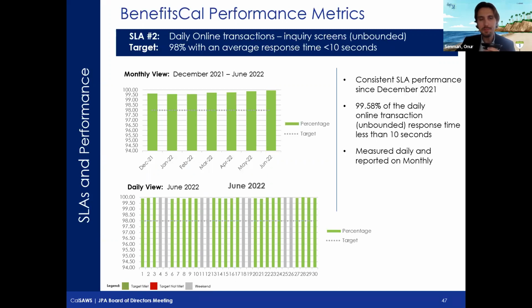The second metric that we are sharing on the slide is primarily about the online transactions where the customer runs an inquiry on the screen and the results have no limit. For these types of transactions, almost 99.6% of them have a response time of less than 2 seconds. Again, in this metric as well, the system exceeded the 98% target since the go live. If we can move on to the next slide, please.